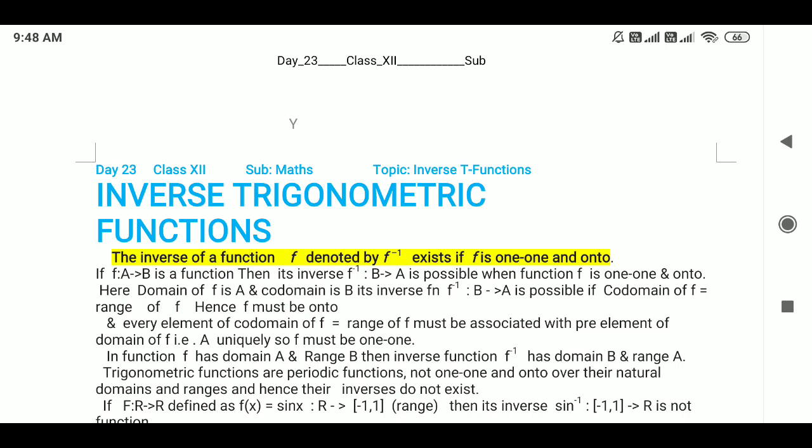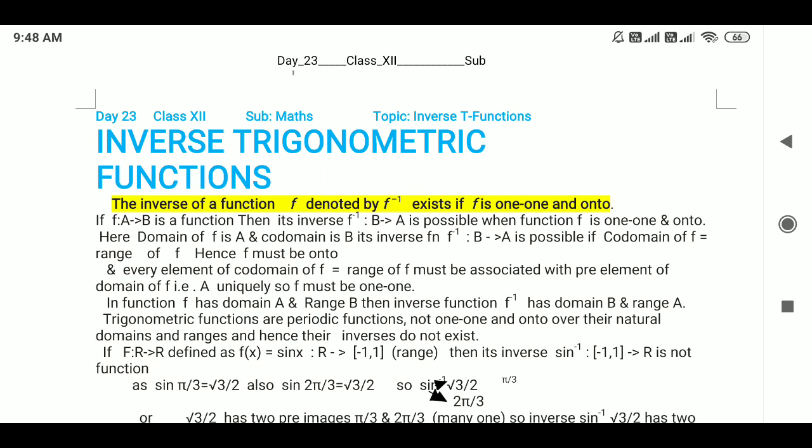Now, the inverse of a function. The inverse of a function, f inverse, exists if f is one-one and onto. It means if f is a function from A to B, then its inverse f inverse will be a function from B to A, and it is possible only when function f is one-one and onto.